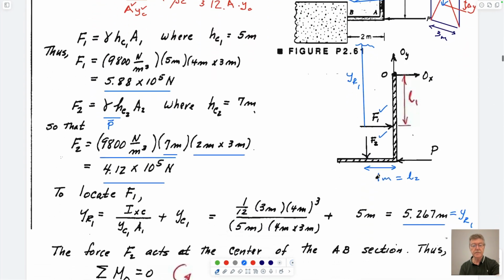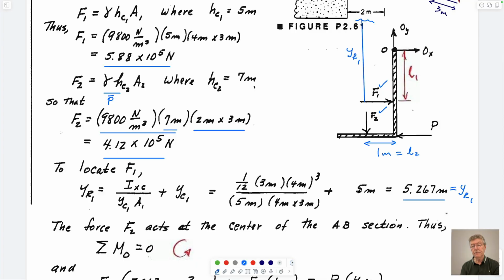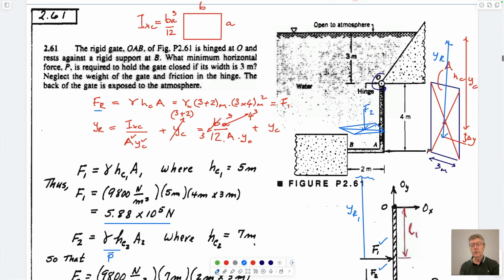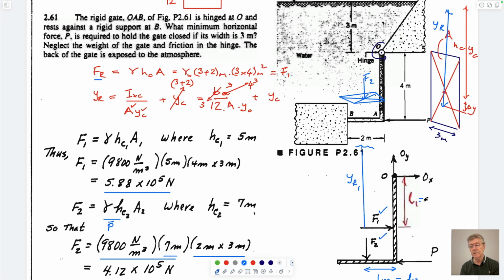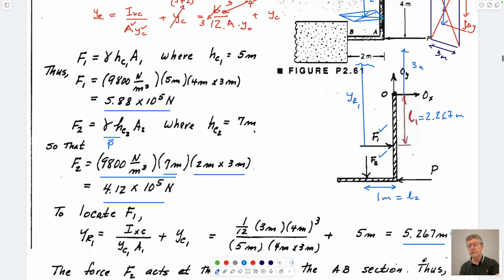What was y sub r? This is 5.267. So 3 of those meters are to the hinge. So 2.267 is to the point of action. So this is 2.267 meters. And then there's 3 meters up here to the surface. So that together these are 5.267.